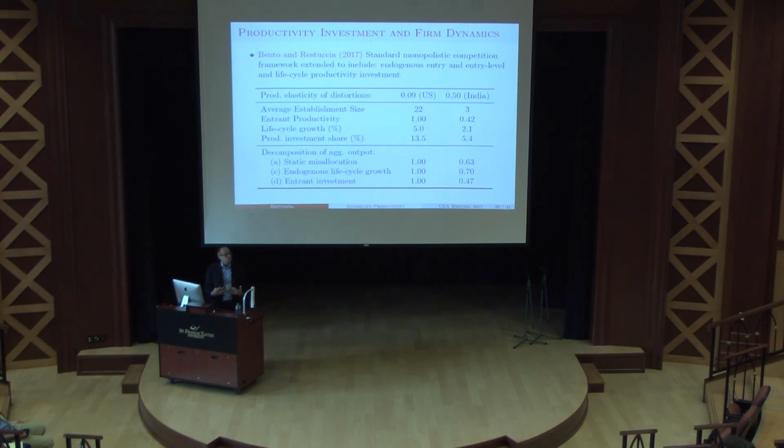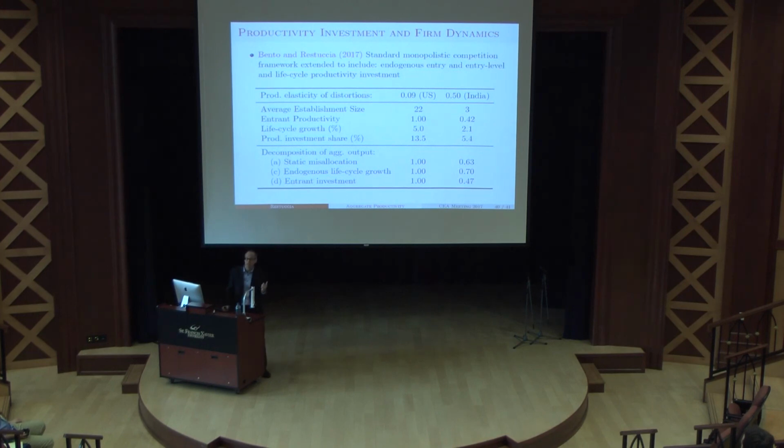And so you can use this framework to decompose the different components. What we do here is first the static misallocation. And so this is a drop in productivity that is consistent with what we see in India from the micro data. So it's a substantial drop in productivity. And then you have life cycle growth, which actually doesn't contribute much.